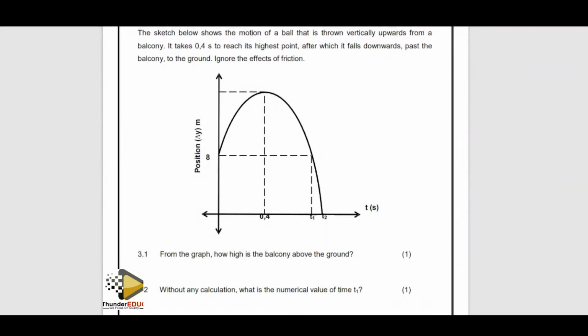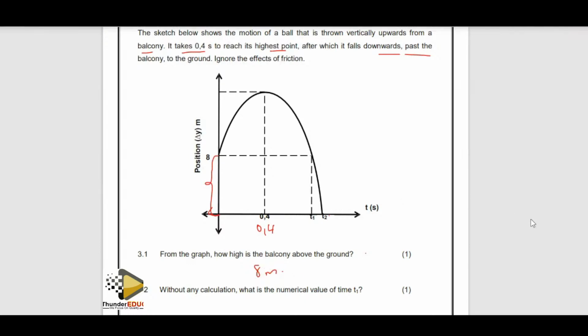Then question number 3, they're telling us that the sketch below shows the motion of a ball that is thrown vertically upwards from a balcony, and it takes 0.4 seconds to reach the highest point, after which it falls down past the balcony. Then from the graph, how high is the balcony from the ground? So the ball is projected from the balcony, which means the distance from here up to there. That's how high the balcony is. So it's just 8 meters.